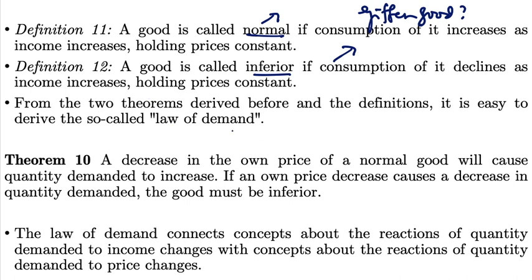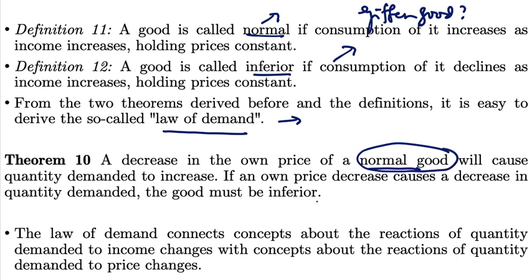So from the two theorems derived previously, and the definitions 11 and 12, it's very easy to derive the law of demand. When we talk about the law of demand, let's look at Theorem 10. Theorem 10 says a decrease in the own price of a normal good will cause quantity demanded to increase. So in the law of demand, the relationship between the price of the good and the good itself is always negative when it is characterized as a normal good.